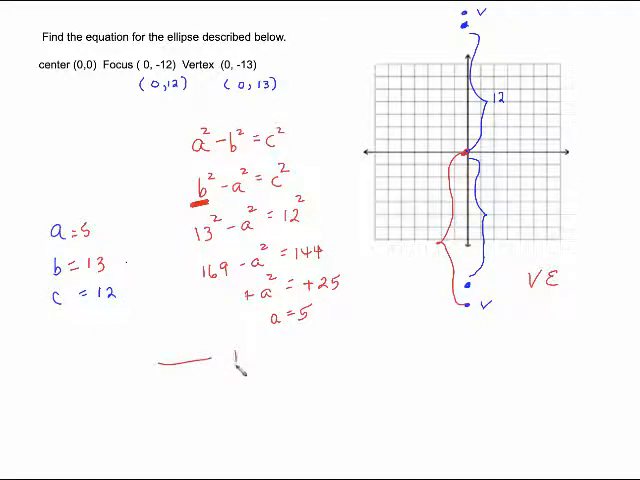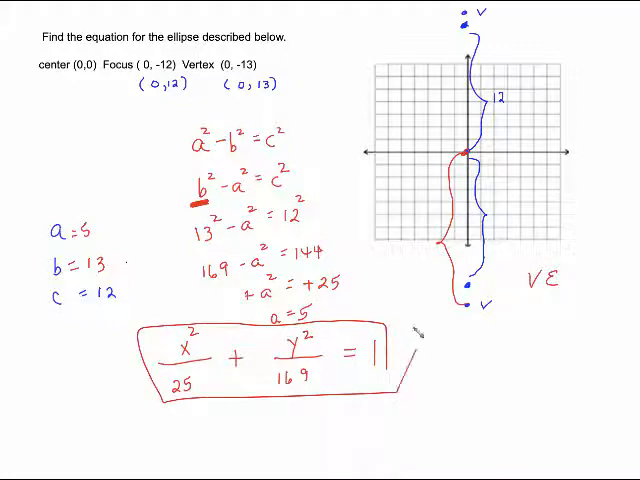My formula for the ellipse that is at the origin is just x squared, y squared, and the A value goes under x. A squared is 25. B squared is 169. Remember the way I do things. A always goes under x, B always goes under y. A always refers to horizontal distance, B always refers to vertical distance. So this is the equation of your ellipse.